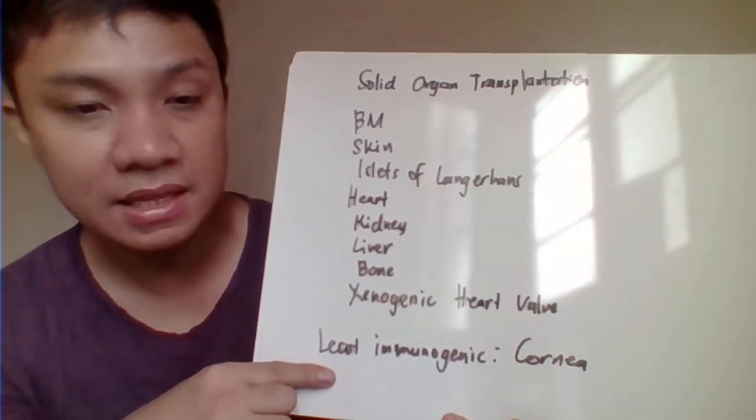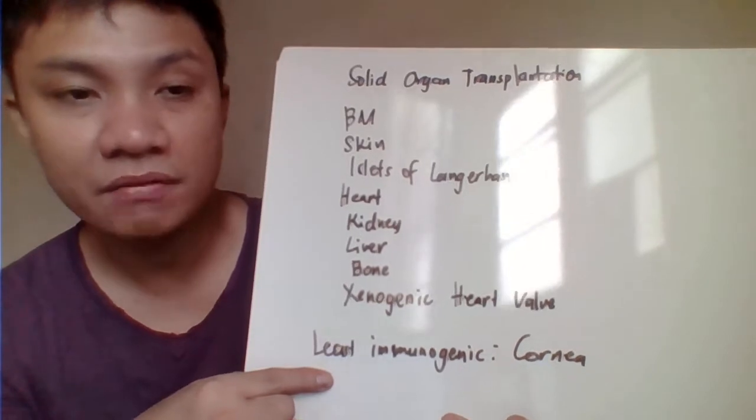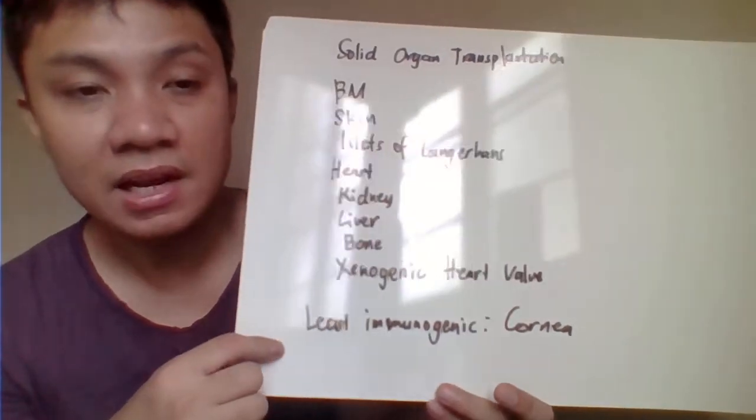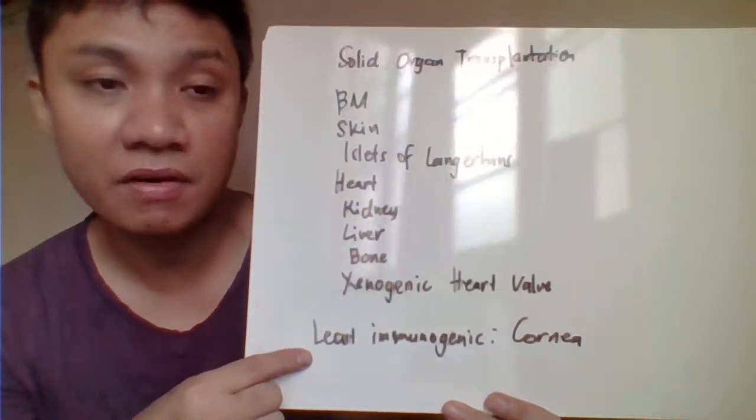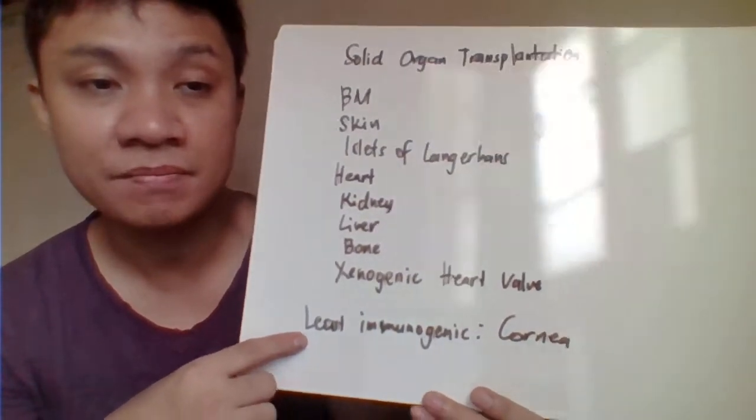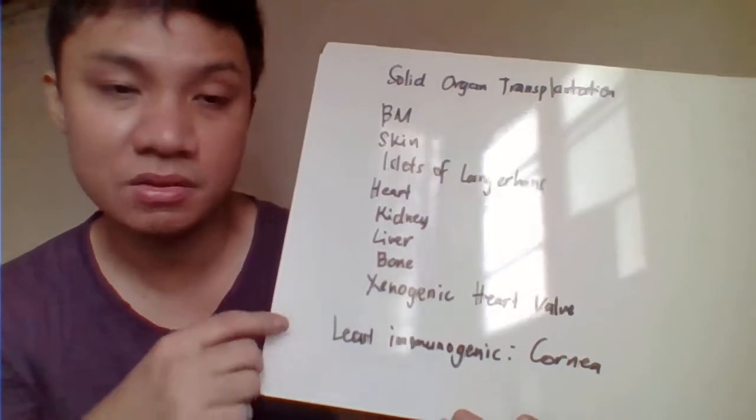We have your heart, kidney, liver, bones, and we have your xenogenic heart valve. And finally, we have the cornea. Cornea is the least immunogenic of them all because this one would have here a vascular, wala siyang blood, compared with the others.